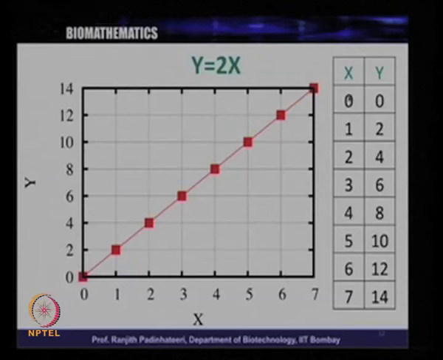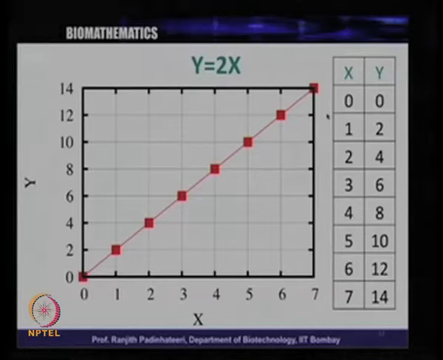So basically we have put a dot for each pair of these values and connected them. So this is basically another straight line. y is equal to x is a straight line, y is equal to 2x is also a straight line, as you can see here. And in the coming classes, we will try and understand what exactly is the difference between y equal to x and y equal to 2x, because this is important.